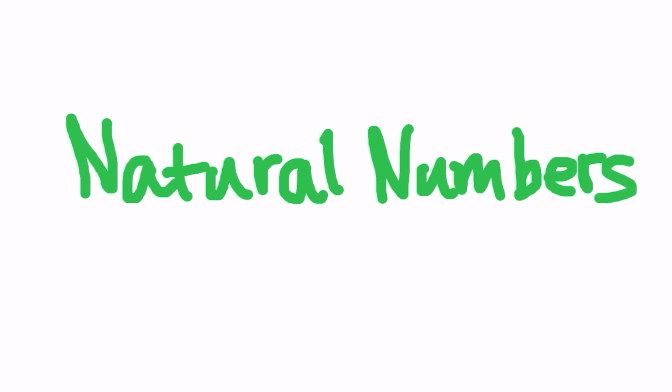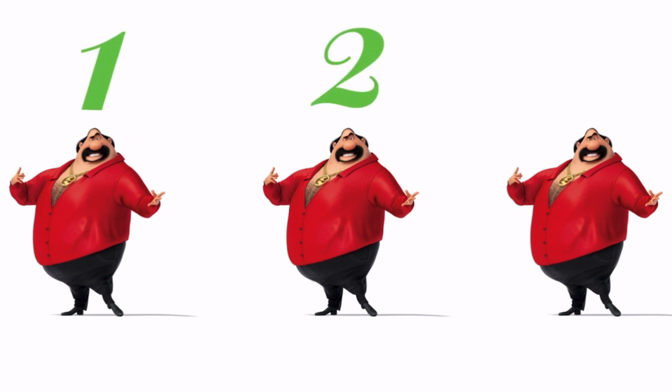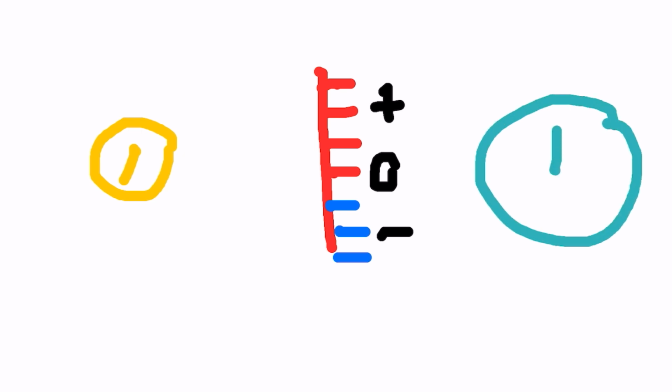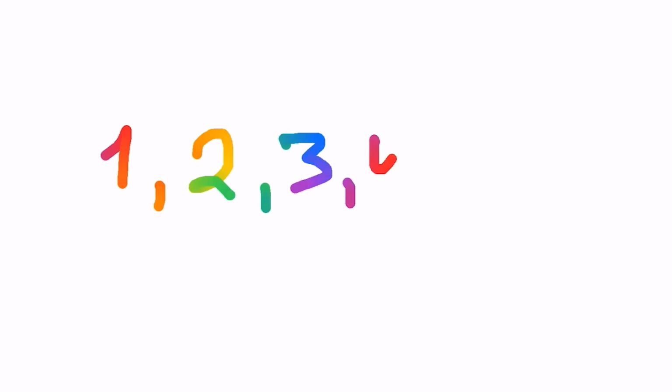There are also these things called natural numbers or counting numbers. These are numbers that you can count. They're numbers you use to count items. For example, you have 1, 2, 3 El Machos. They can also be used to represent money, temperature, and time. However, natural numbers exclude the value of 0, but otherwise they include all numbers from 1 to infinity.